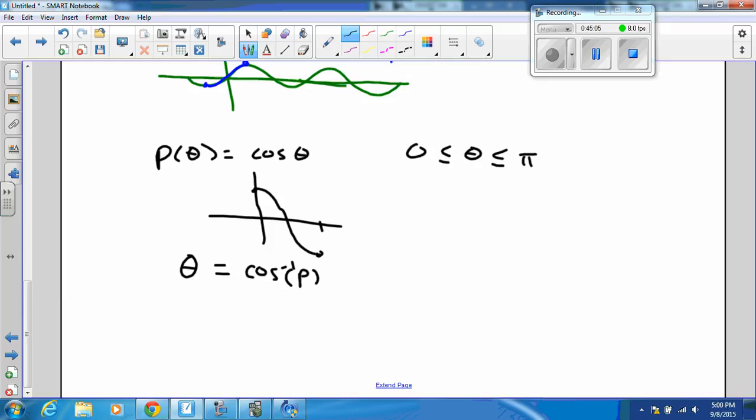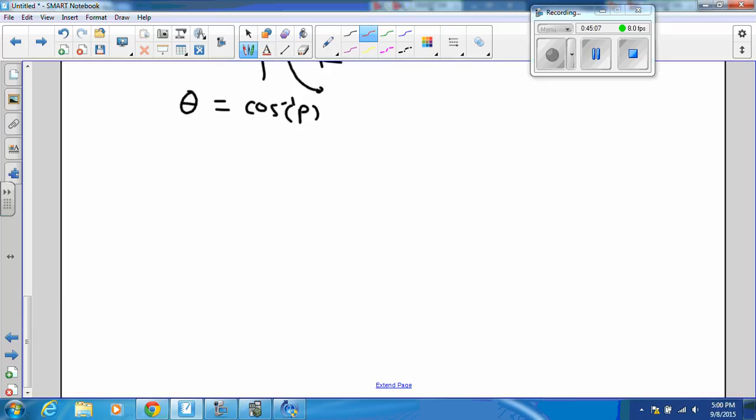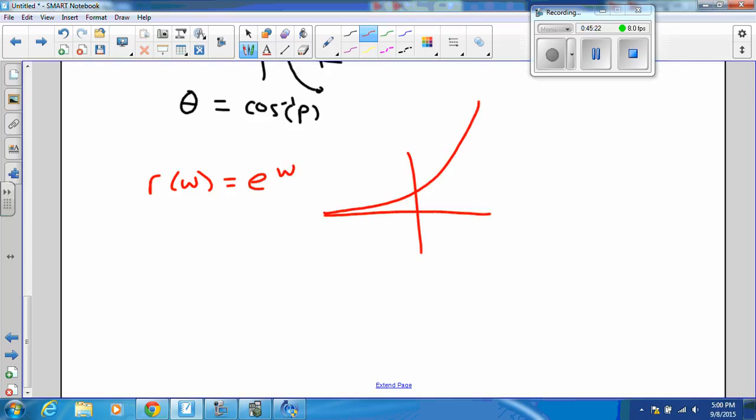And last but not least, we have R of W is equal to B to the W. And from the graph, it's really clear that this function is 1 to 1, and therefore it has an inverse. And therefore, we can say that W of R would be the inverse function of B to the W, which is natural log of R.